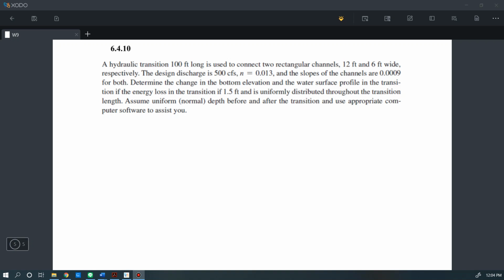Okay, so this is the final question for this week, 6.4.10. The question is that we have a hydraulic transition 100 feet long used to connect two rectangular channels. One is 12 feet wide and the other one is 6 feet wide. So let's draw the diagram for that.